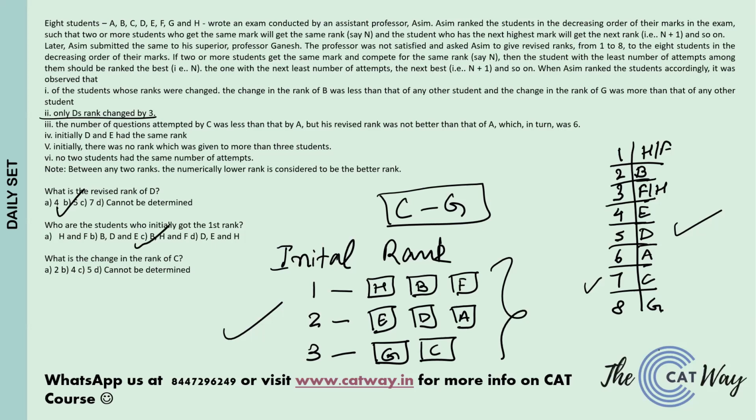Now, what is the change in rank of C? C got an initial rank of 3. His final rank is 7. There is a change of 4. That is option number B will be the right answer. And with this, the set is solved.